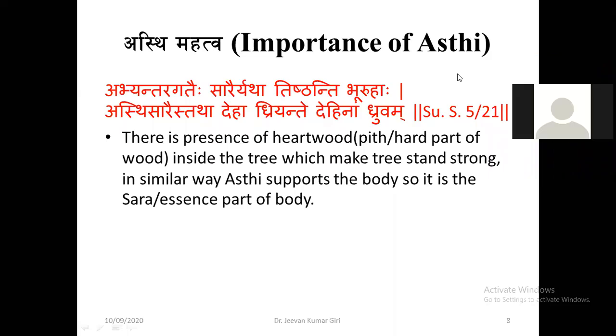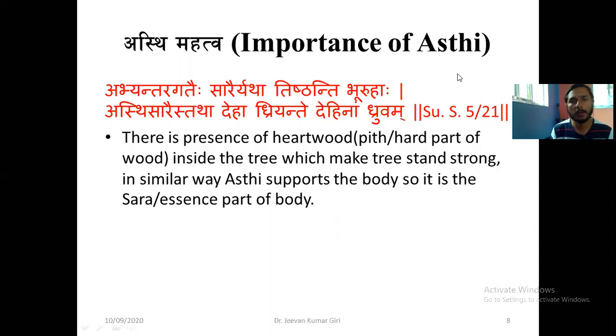Now see, the tree stands erect in the ground, isn't it? Have you seen? All the trees stand erect in the ground. So how do they stand erect? Because if you remove the bark of the tree, you will find the hard part of the tree, that is the heartwood. Due to that hard part, the tree is able to stand erect in the ground.